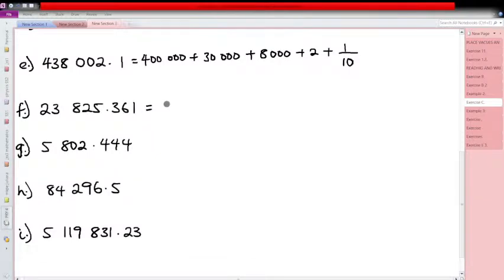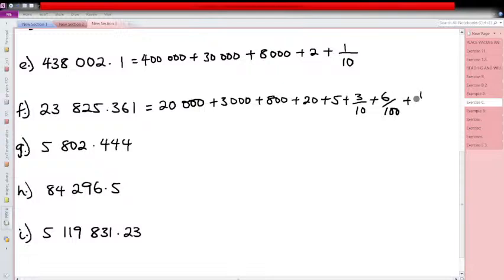F is equal to 20,000. You can follow me as I do this. Plus 3,000 plus 800 plus 20 plus 5 plus 3 over 10 plus 6 over 100 and plus 1 over 1,000. Okay?